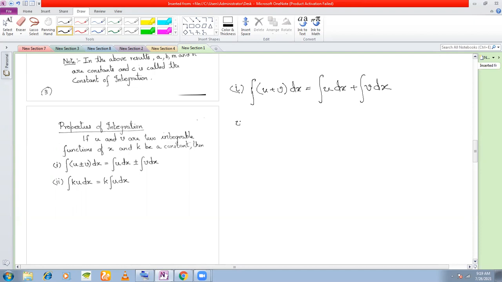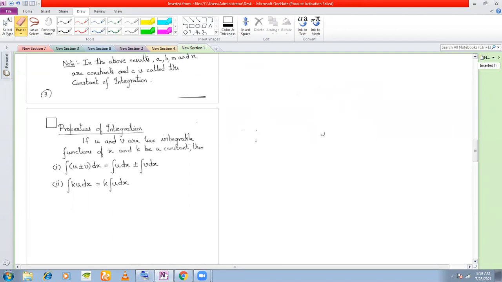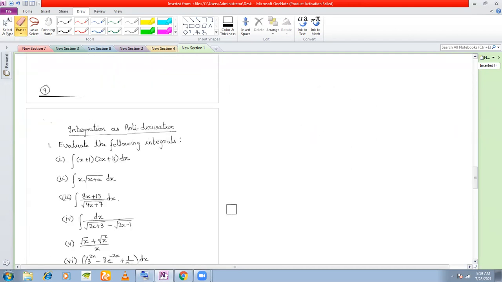Okay, and a very important rule once again, the second fundamental property is that integration of a constant into a function of x, you can take the constant out of the integration and write this as k integral u dx. So these two are the very fundamental properties which we shall be using. Once we know these fundamental properties, we now move on to the problems.